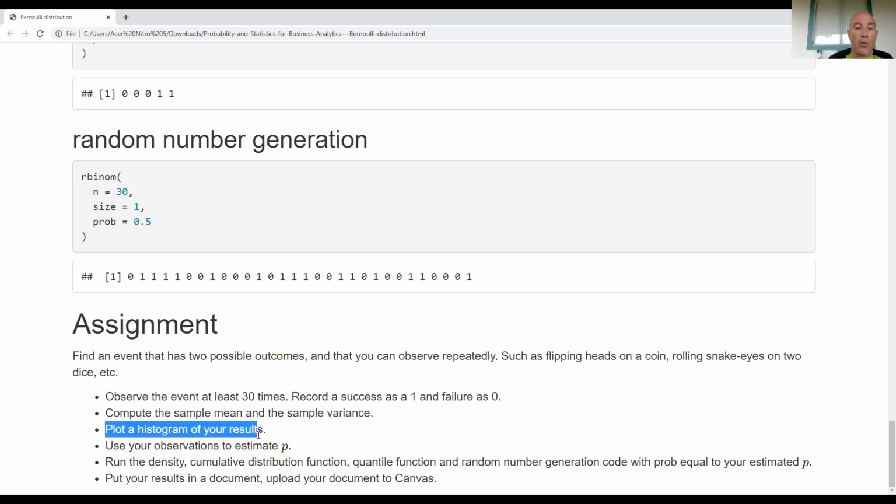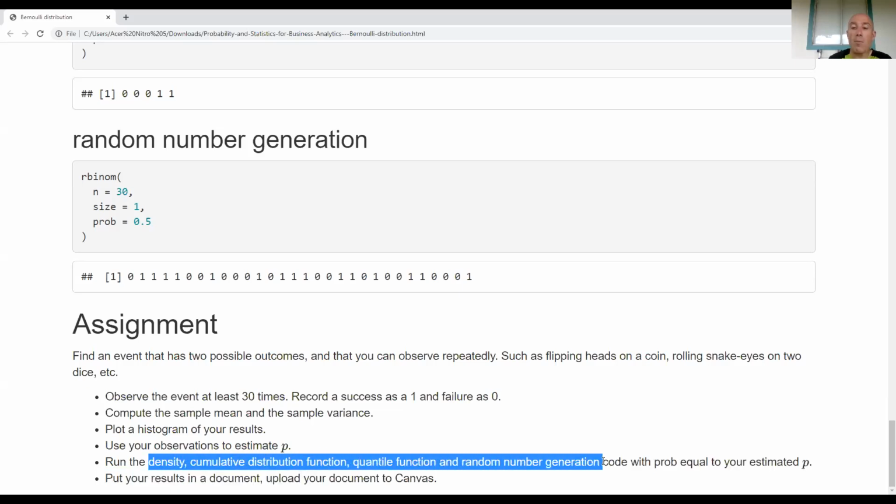Next, I'm going to plot a histogram of the results. So I'll have a bar graph of how many times I had 0, how many times I had a 1. And now, using my data, I'm going to try and estimate p for that coin, if you choose to flip a coin. Next, I'm going to run a density, cumulative distribution function, quantile function, and random number generation using my estimated p-value. Basically, just take the code that we just looked at a moment ago, change the p, and rerun it.